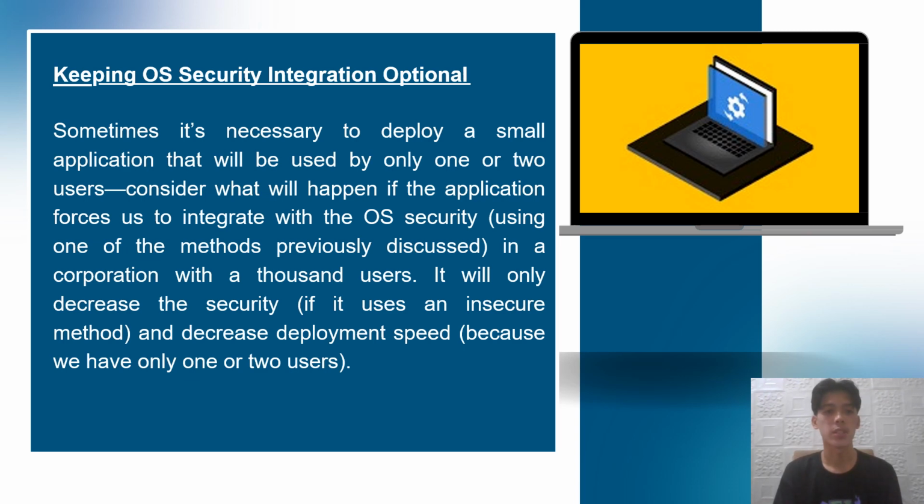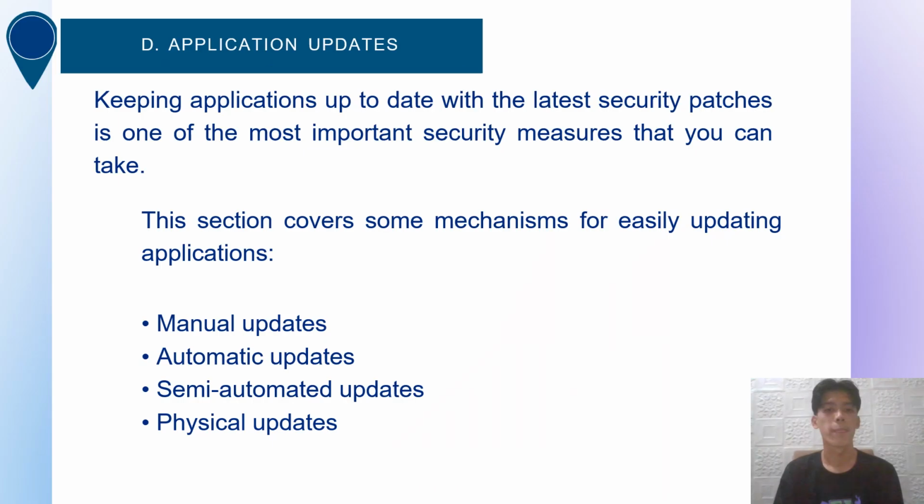Sometimes it is necessary to deploy a small application that will be used by only one or two users. Consider what will happen if the application forces us to integrate with OS security using one of the methods previously discussed. In a corporation with 1,000 users, it will only decrease the security if it uses an insecure method, and it decreases deployment speed because we have only one or two users.